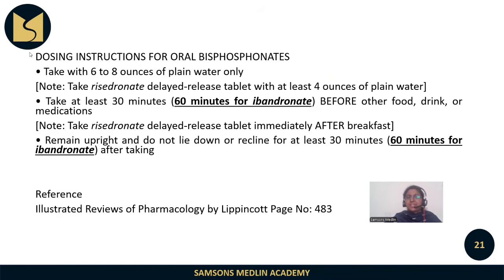So these are the dosing instructions. Alendronate: take with at least 6 to 8 ounces of plain water, not 4 ounces. In the case of risedronate, at least 4 ounces of plain water is fine. Now, take at least 30 minutes before other food, drink, or medications, and in the case of ibandronate, 60 minutes. Risedronate delayed release tablet is taken immediately after breakfast. Remain upright and do not lie down or recline for at least 30 minutes for bisphosphonates, but in the case of ibandronate, it is 60 minutes. Hope it is clear now.